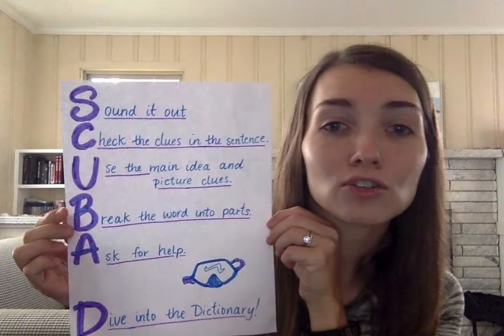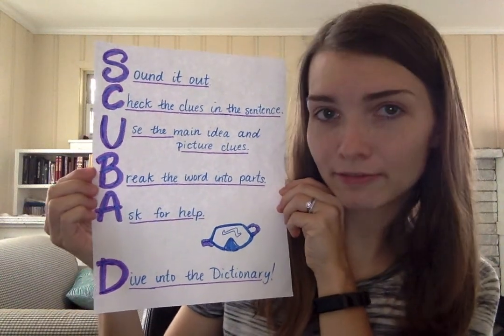Cognitive strategies are tools or methods or strategies that you can use to solve a problem or figure something out or learn something or remember something. So a cognitive strategy that I like, that I found, is called SCUBA-D or SCUBA-Dive. This is for if students don't know a word.